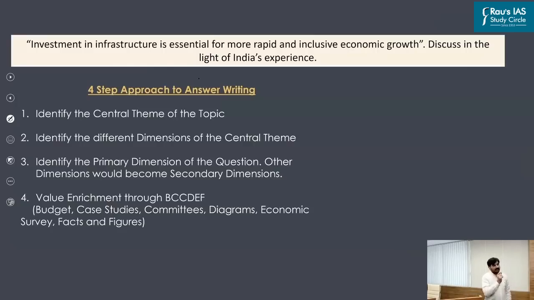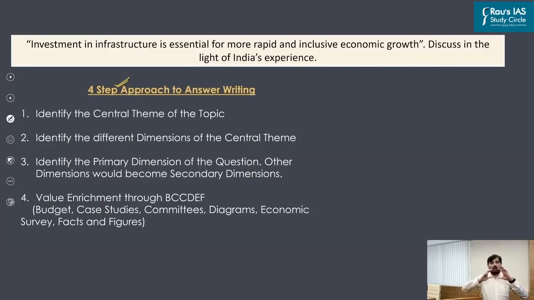Now, before discussing the answer to this particular question, let me first highlight what kind of approach you can adopt for answer writing. The approach which I'm going to discuss here, you could incorporate in writing answers in GS paper 3 Indian economy. This would be a general approach which you can adopt for any question. So what is this approach all about? I have repeatedly discussed this approach in the current affairs classes, so let me re-emphasize the same once again.